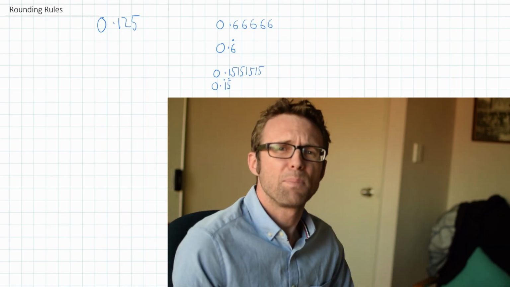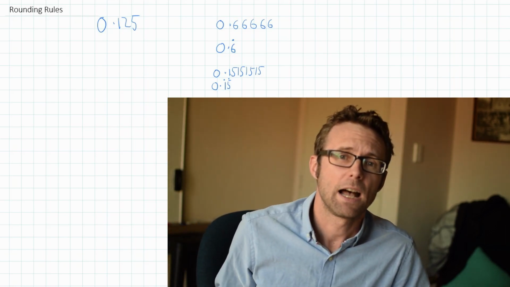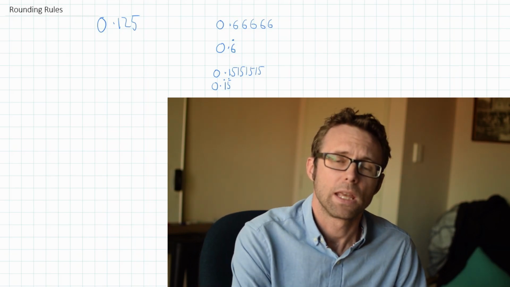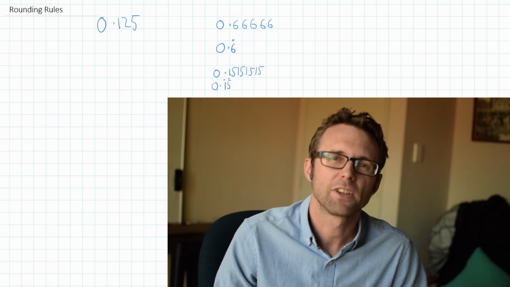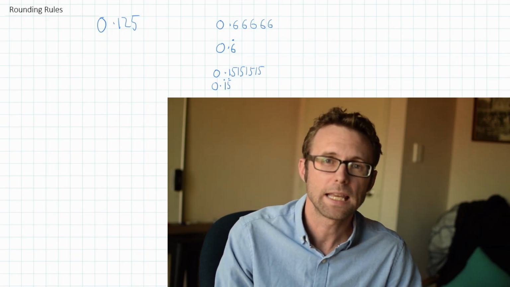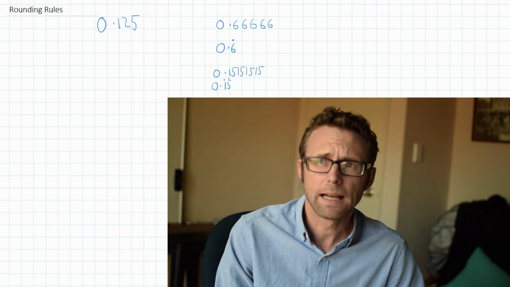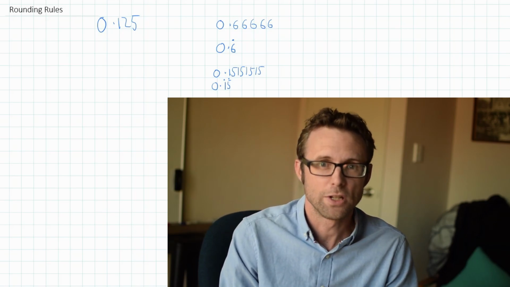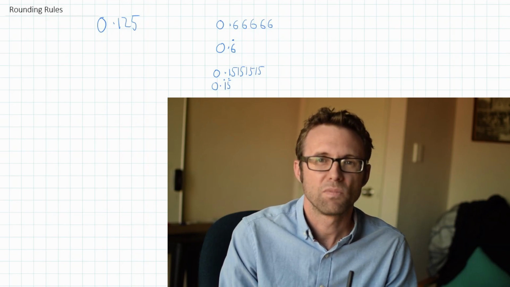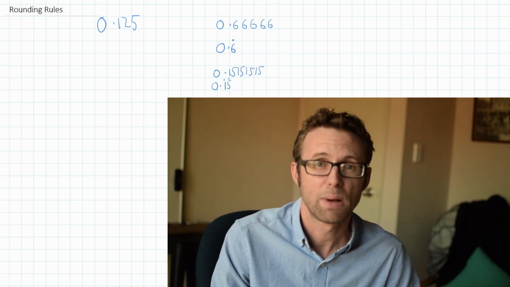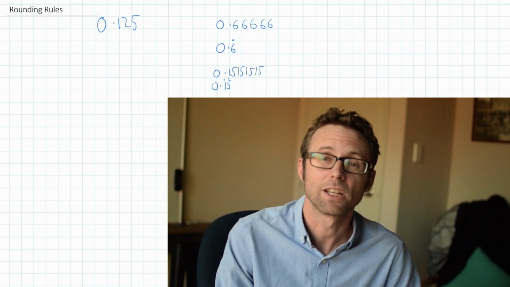The sixth rule is check your tests. For example, in IGCSE, it will say at the front that you need to round to three significant figures. That's the rule for IG examinations, round to three significant figures. The exceptions to that rule are money, round to two decimal points, and when you're measuring angles in degrees, round to one decimal point. But in an IG exam, you're going to be rounding to three significant figures.